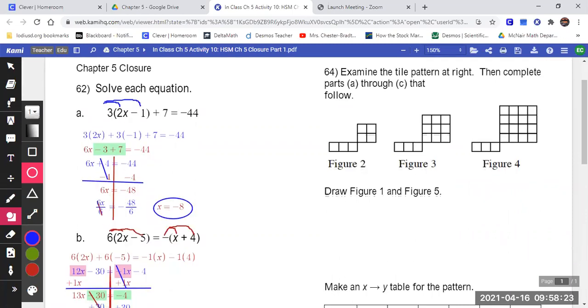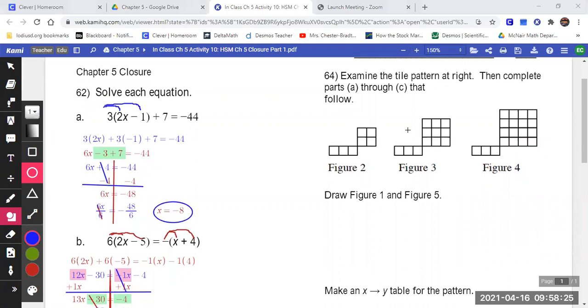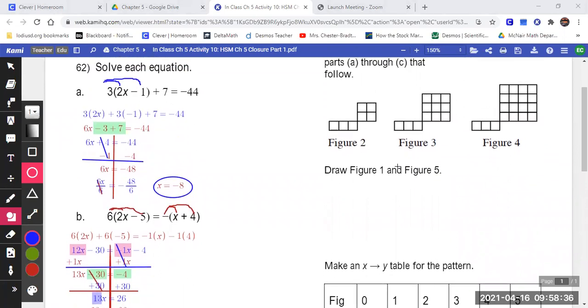Okay, it says examine the tile pattern. I think it should say below, right? Because this is below, not at the right. Then complete parts A, B, and C. Okay, so we've done these before. We need to draw figure 1.